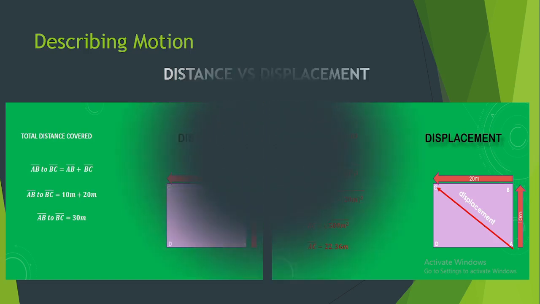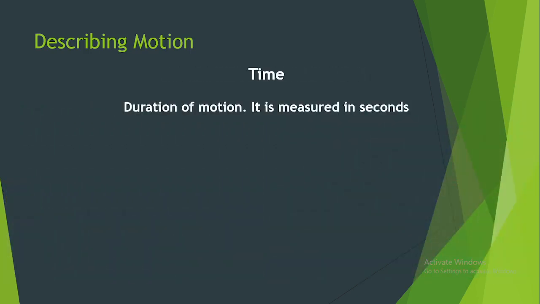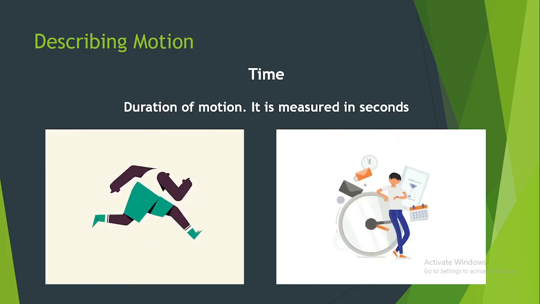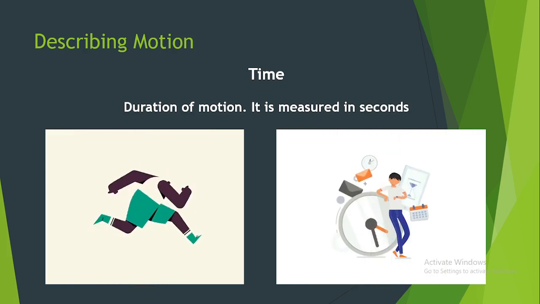Another element of motion is time, and it is defined as the duration of events or motion. It is measured in seconds. We can compare two runners in a racetrack. We can quantify our observation on who's faster using speed.